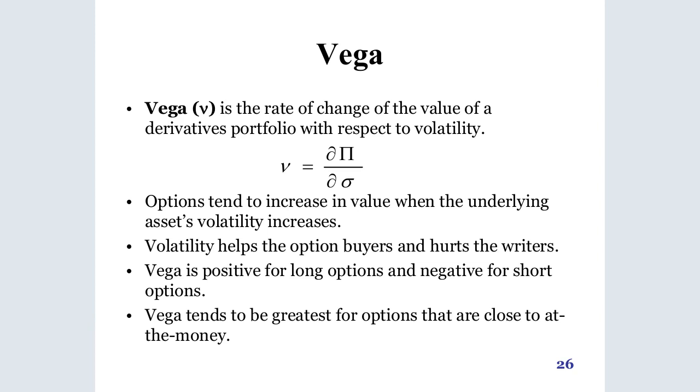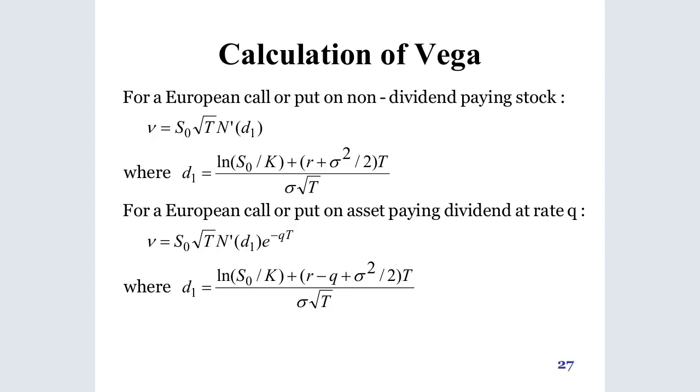So therefore, volatility helps option buyers, hurts option writers. And hence Vega is positive for long options and negative for short options. Also, Vega tends to be high for options that are close to being at the money and not otherwise. What is the formula? The formula for Vega for a non-dividend paying stock is given by that expression. Again, I am using the same 5 terms in the option price.